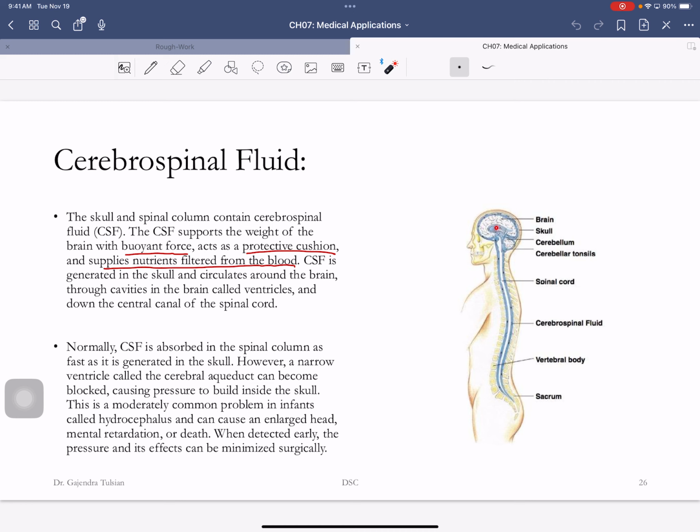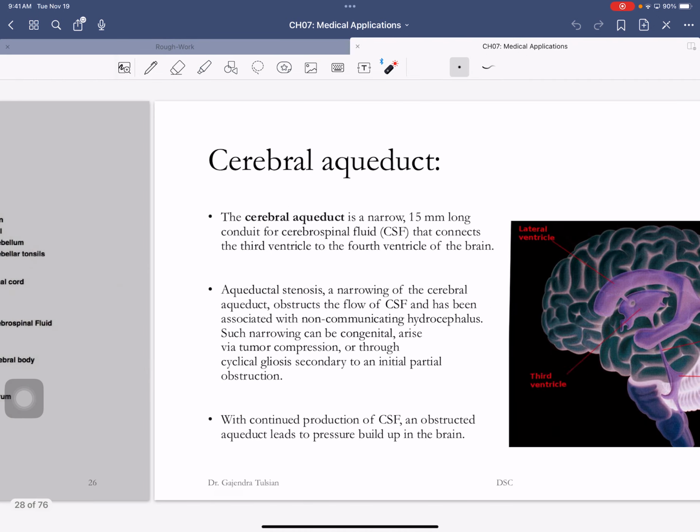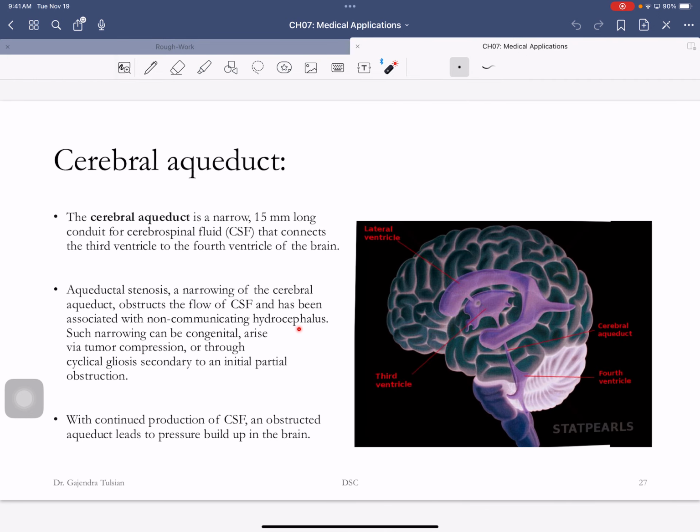Now, the problem arises because there is a small duct, this aqueduct, that's where it goes from the skull to the spinal column. If that gets blocked and you keep producing fluid, you'll build up pressure. Okay? And that can be a problem. And so that condition is called hydrocephalus. Okay? If fluid builds up in the skull, and this can happen in kids, that problem is called hydrocephalus.